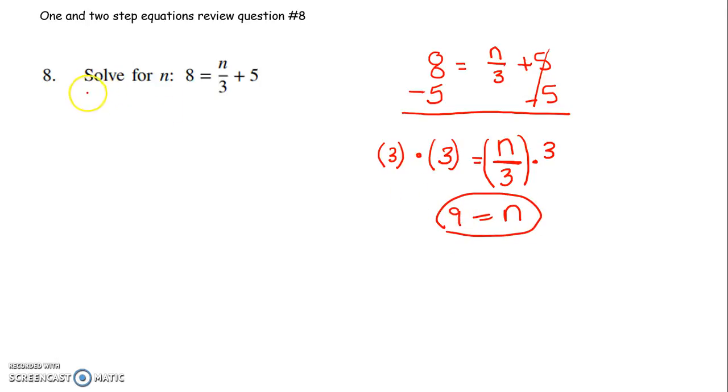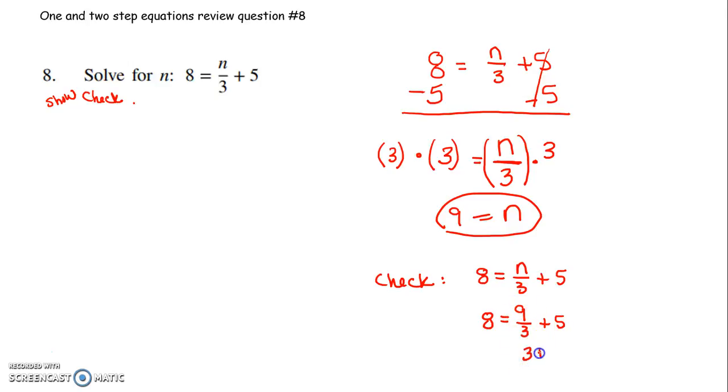Oh, on your test or quiz, I'm sure your teacher will ask you to show a check. All right, so if we needed to show a check, first step in any check is to write down the original. 8 equals n over 3 plus 5. In place of n, I have to substitute 9. 9 over 3 plus 5. What's the operation between the 9 and the 3? Well, that's division. I'm going to simplify this side. 9 divided by 3 is 3.